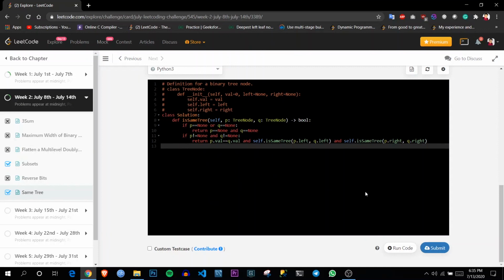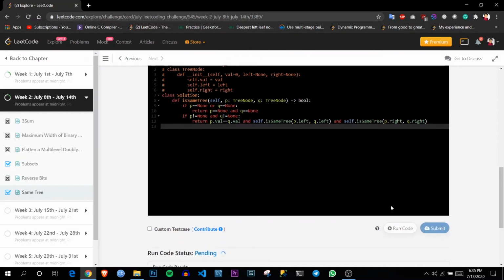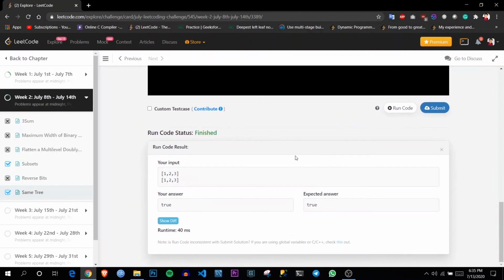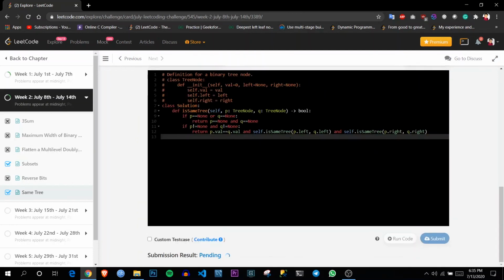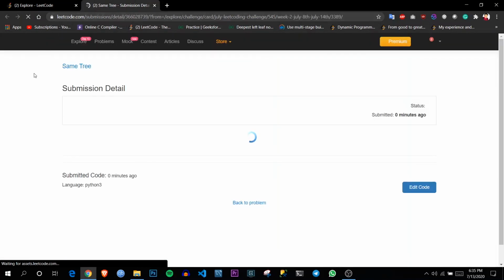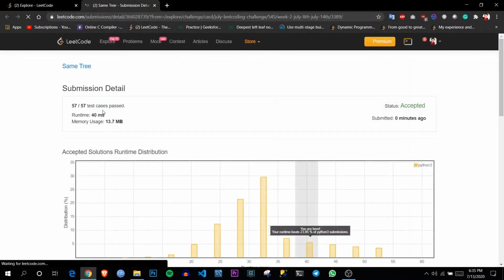So let's run it and see if it's working or not. Running the code, as you can see, it's giving the correct answer, and let's just submit it. Okay, as you can see, it's accepted. So let's just check the details over here. So you can see it all passed all the test cases.